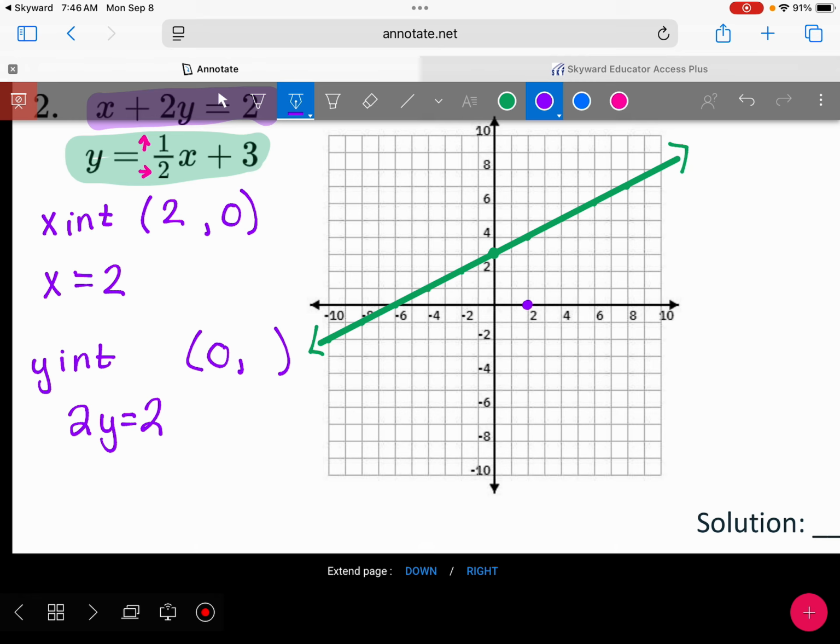Because where is my y-intercept going to be? When does 2y equal 2? When y equals what? What do I do here? Divide by 2. And 2 divided by 2 gives me 1. So my y-intercept is going to happen at 0, 1.